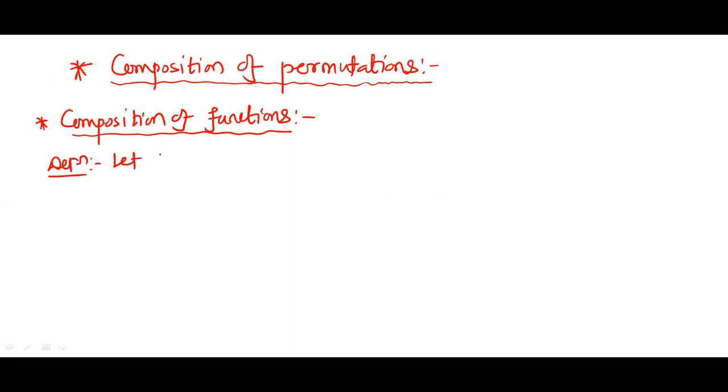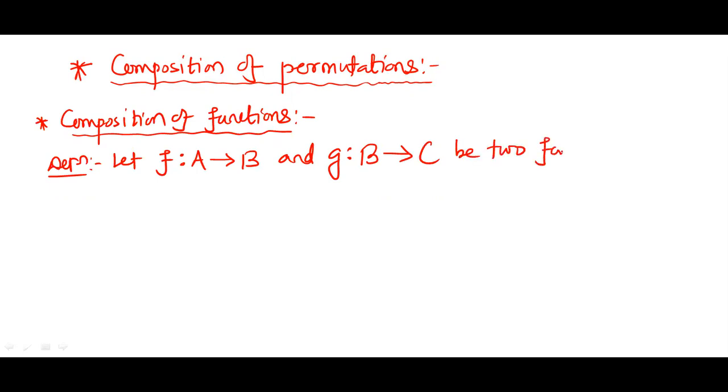Let f be a function from A to B and g be a function from B to C. Here we have two functions f and g. F is a function from A to B and g is a function from B to C.